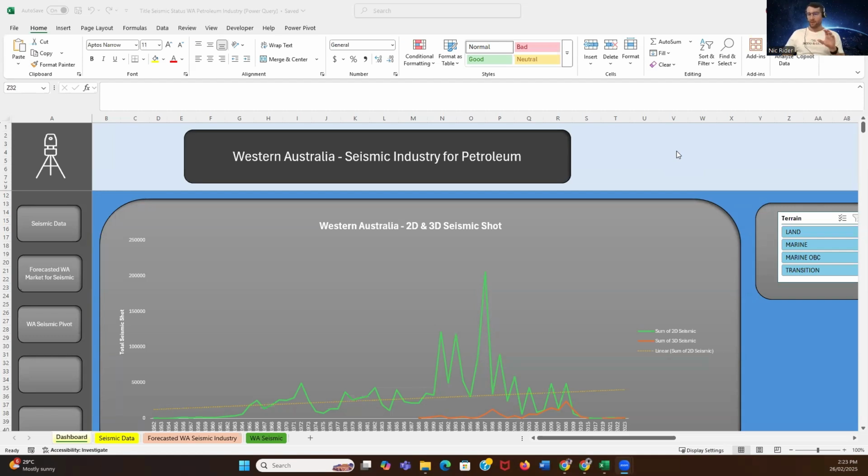So today we're going to be touching on the Western Australia seismic industry for petroleum. So this is all the surveying conducted on all the different leases throughout Western Australia to determine where to drill when drilling for petroleum on those particular sites.